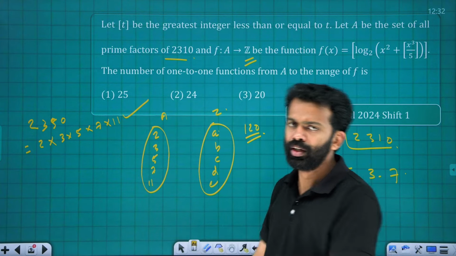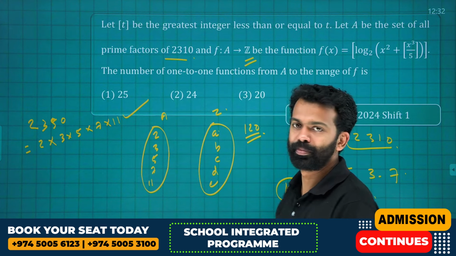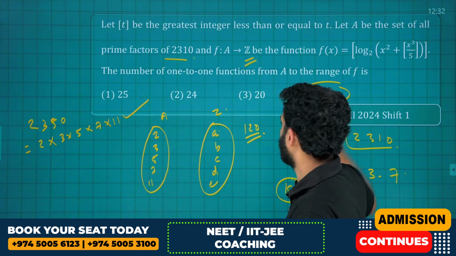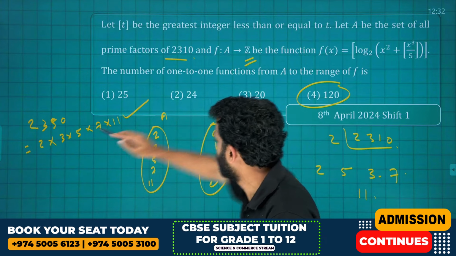After substituting and obtaining the codomain, that I will teach you after this. This was the shortcut. There is no need of finding the codomain here because of the options. So what is the correct answer here? 120. I will tell you how to obtain the values if you substitute 2, 3 and 5.